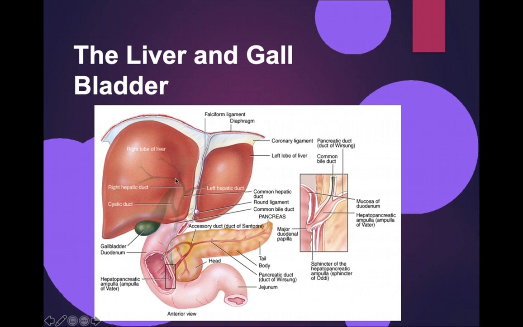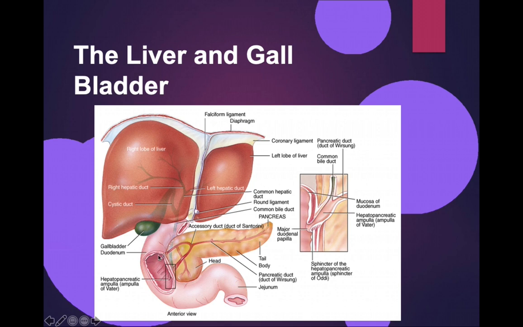So you could see the right hepatic duct and a little bit of the left hepatic duct, and then both right and left hepatic duct form the common hepatic duct. Here's the gallbladder, here's the cystic duct, and eventually the cystic duct and the common hepatic make the common bile duct, which comes in here and enters into the duodenum. The pancreas also has some duct work that leads into the duodenum.